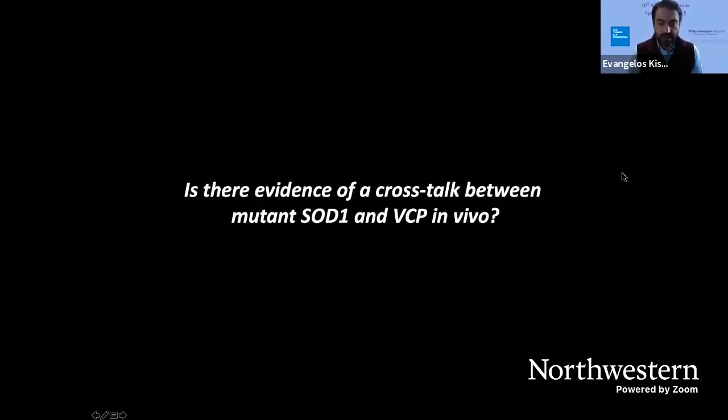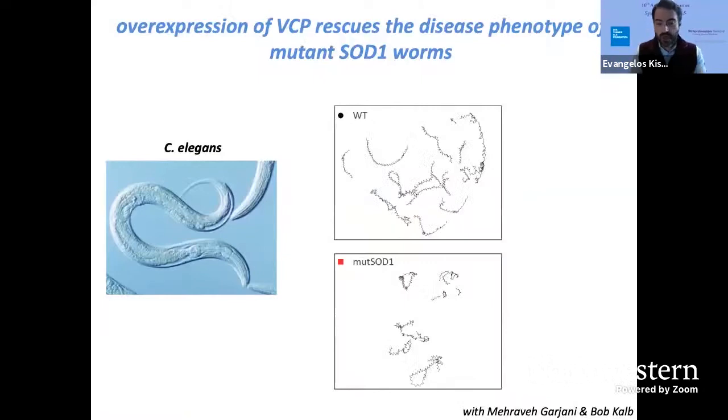For the last couple of minutes, I want to talk about the fact that everything I told you so far has been done in a culture dish. So is there any evidence of a crosstalk between mutant SOD1 and VCP in vivo? For this, we collaborated with Bob Cobb's group upstairs, who've been employing these beautiful worm models.